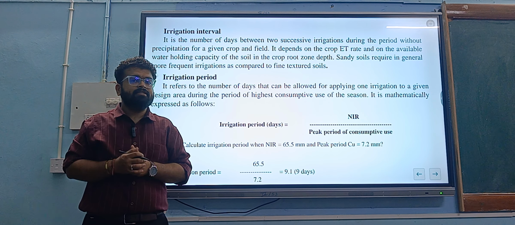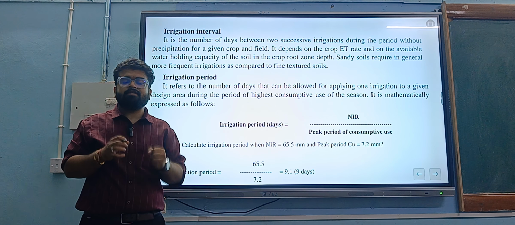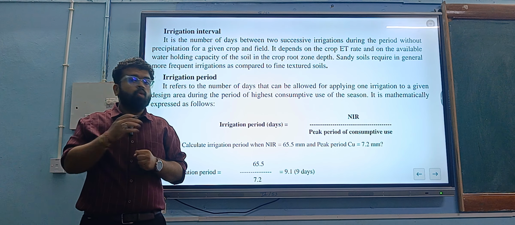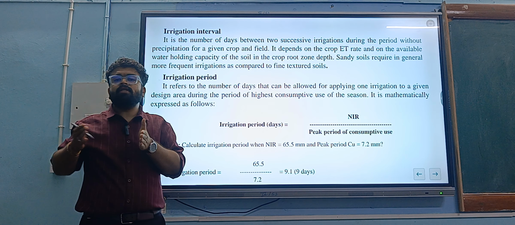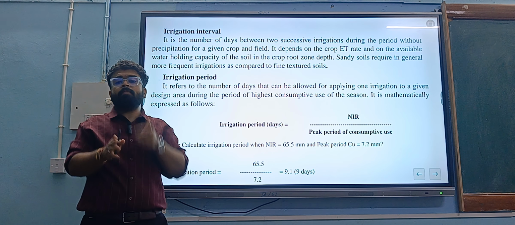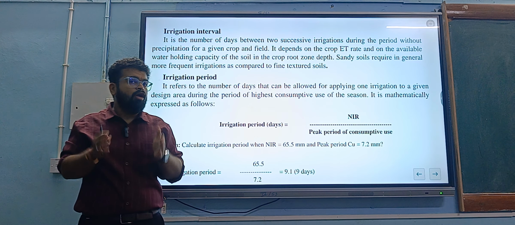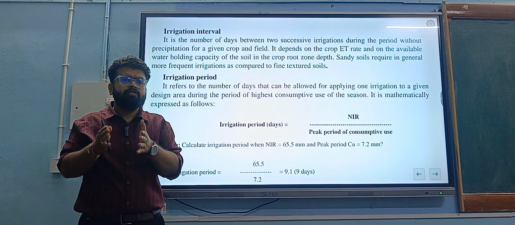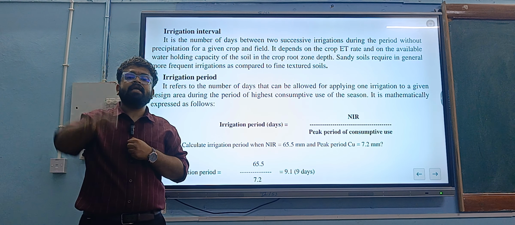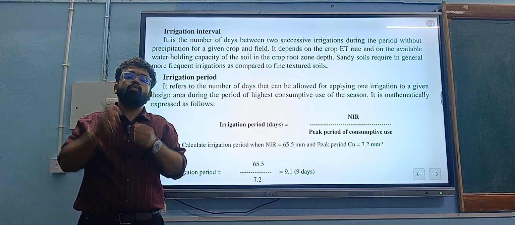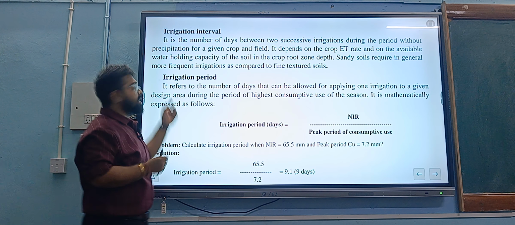As we were discussing, soil texture and structure determine the water holding capacity of the soil. So irrigation interval is the frequency from one irrigation to the next irrigation; we call it irrigation interval. In sandy soil, the water holding capacity is low, so you need to apply irrigation more often, and in clay soil the water holding capacity is high, so you apply irrigation less often, at a longer interval.